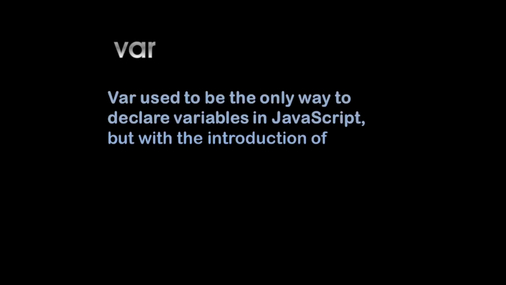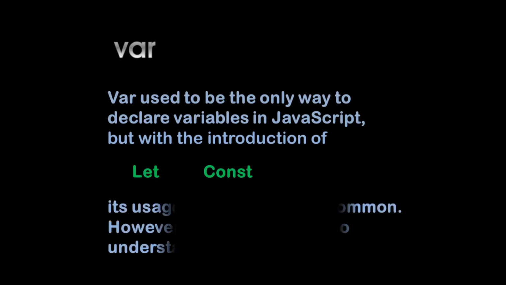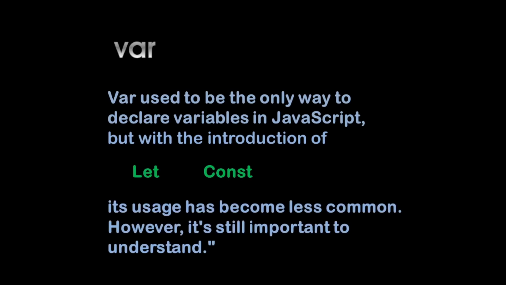Var used to be the only way to declare variables in JavaScript, but with the introduction of let and const, its usage has become less common. However, it's still important to understand. Let me make it clear. In the beginning of JavaScript, the var keyword was introduced, but in 2015, ES6 introduced the let and const keywords. Since that day, var usage has become less common. So let's get started.